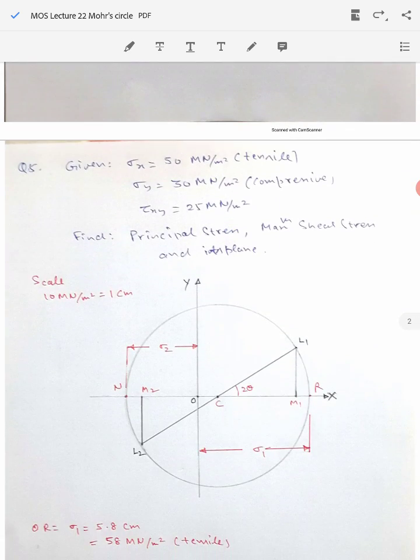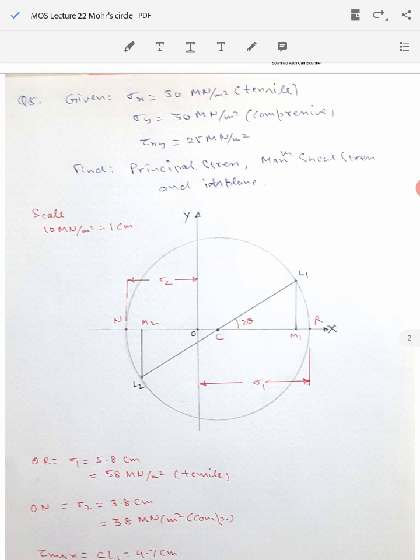Now let's look at another problem. In the previous problem, both sigma x and sigma y were of the same nature. They both were tensile. Now in a situation where one of them is tensile and another is compressive in nature, how are we going to draw the Mohr circle? In this problem, sigma x is given to you as 50 meganewton per meter square or 50 megapascal, which is tensile, and the second value sigma y is given as 30 megapascal or 30 meganewton per meter square, but it is compressive in nature.